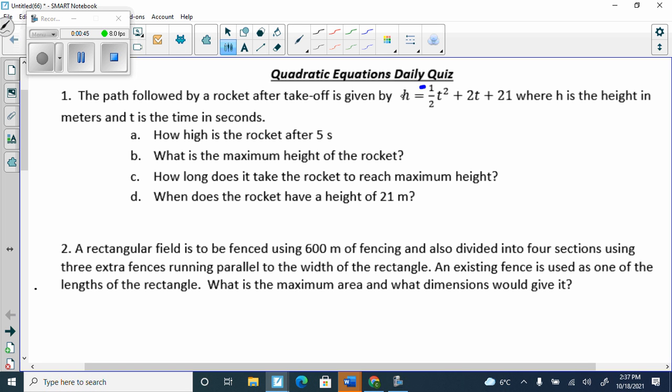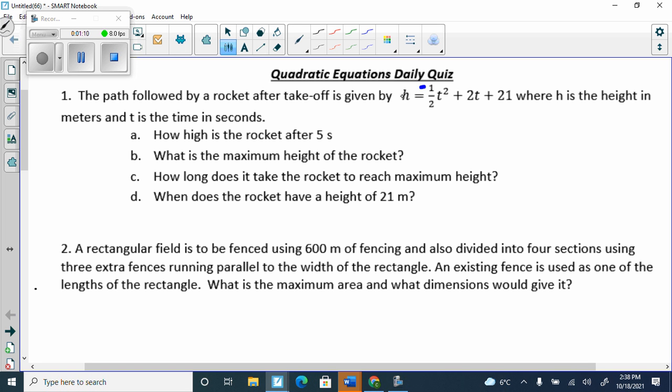Now, the first one says, how high is the rocket after 5 seconds? If we look, it says h is height in meters, t is time in seconds. H is in what variable spot? Y. And t is in what variable spot? X.